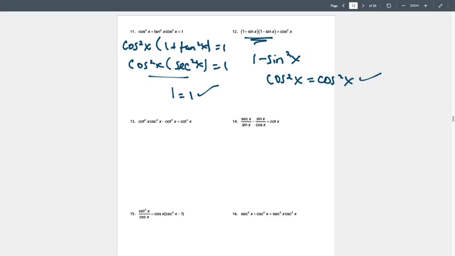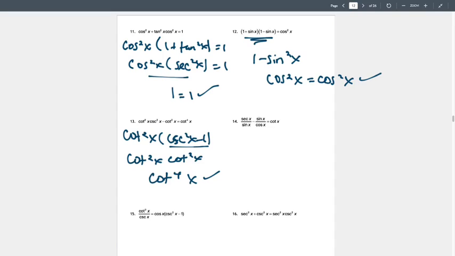On the next one, let's see. I'm going to pull out my cotangent squared x. And then this is the same thing as cotangent squared x. So when I multiply those, I get cotangent to the 4th x, and I've verified it.